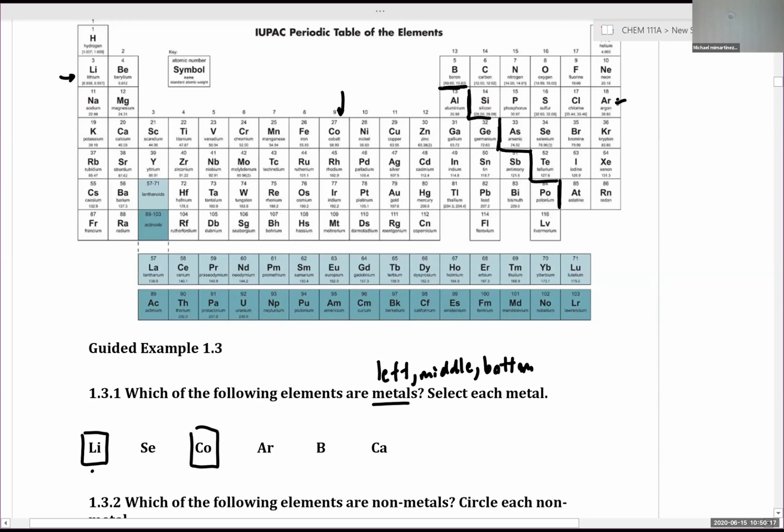Argon, Ar, right here. Is argon a metal? No, so we'll leave it blank. Boron, now this one's a bit of a tricky one. Is boron a metal? No, boron is a unique subcategory, it's a metalloid. Finally, let's look at calcium, Ca. Is calcium a metal? Yep, perfect.